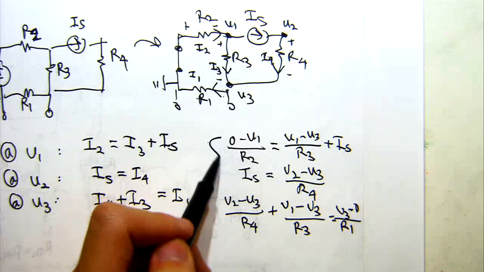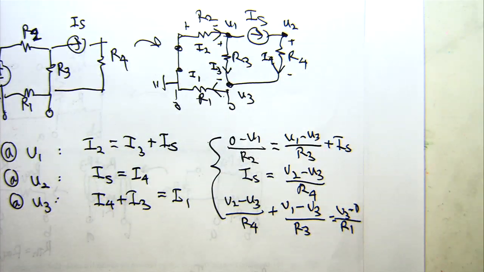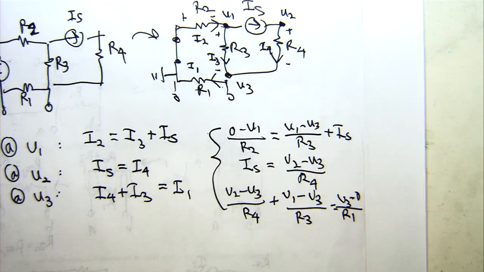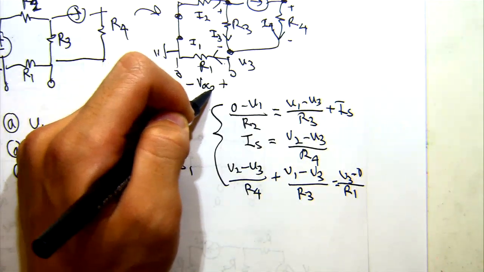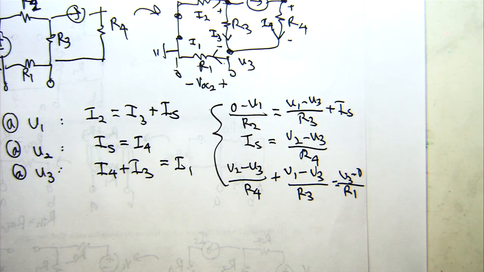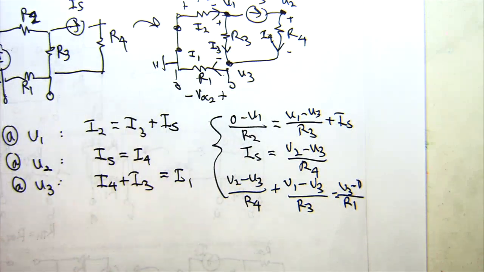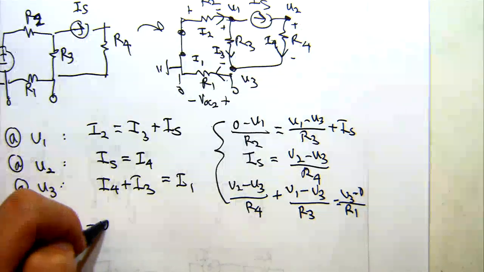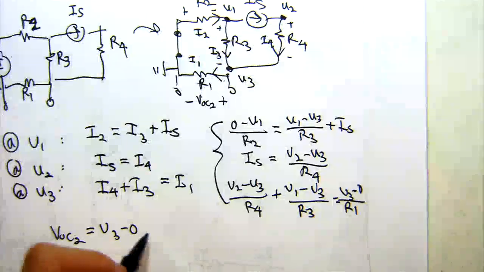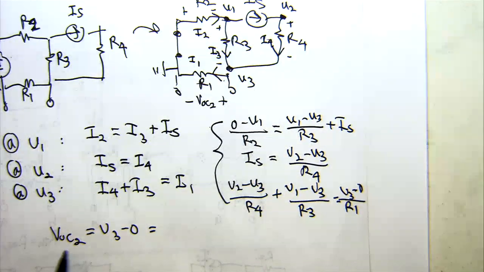So now that I have these 3 equations, I can put them into my matrix form or express them in some other fashion, like maybe just do algebra by hand to figure out what my U1, U2, and U3 are. But once I do that, then I'll know that my V open circuit 2 will end up being just this U3 voltage minus 0. So if I find my U3 and subtract 0, this will just give me this V open circuit 2.